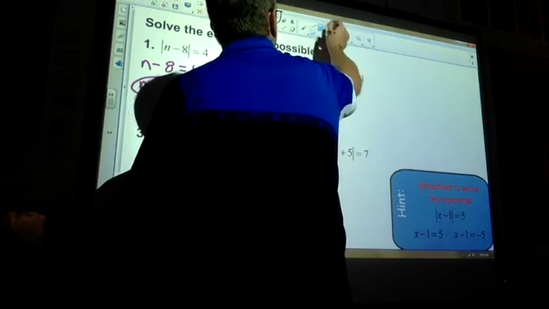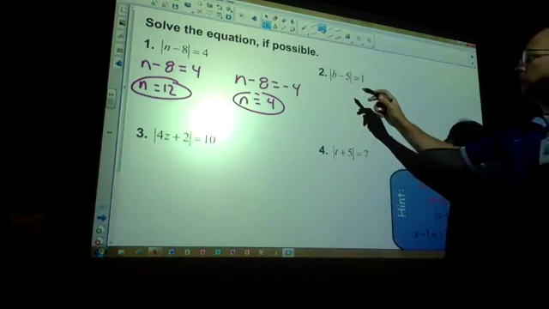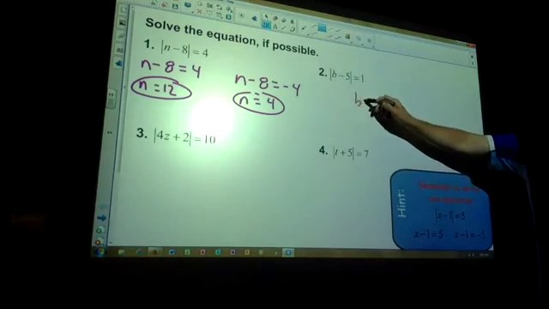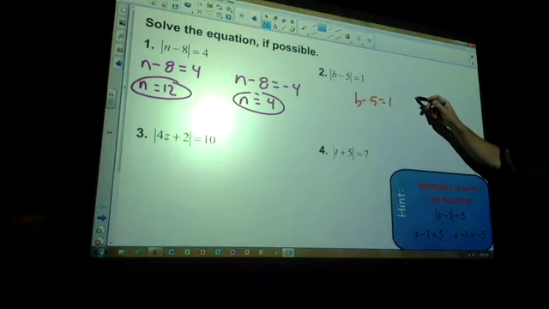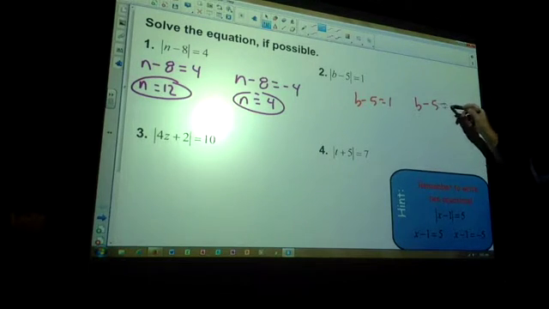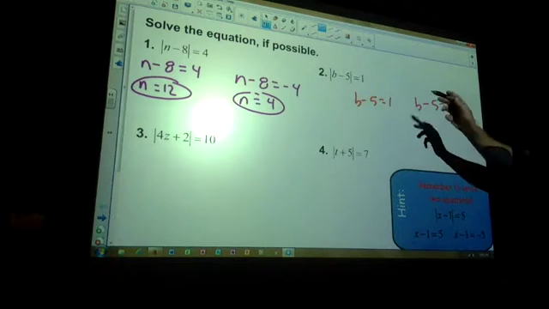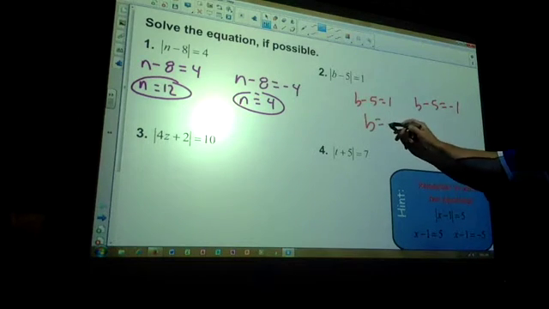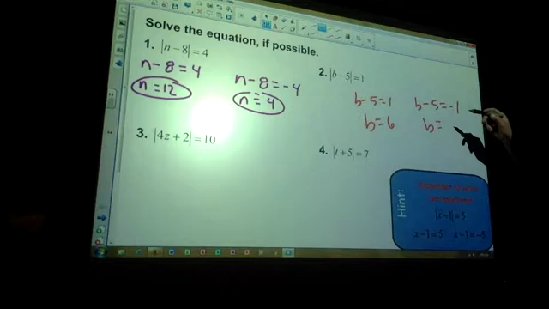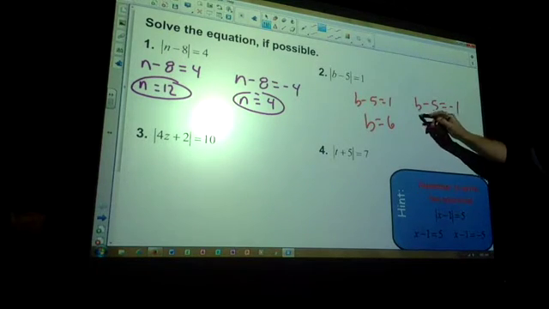So, what about this one? How would I rewrite this as two different equations? b minus 5 equals 1. Or b minus 5 equals minus 1. There you go. So you got those two. So I'm going to add 5 to both. So I get b is equal to 6. And I get b is equal to 4. Is it 4? Is that right?